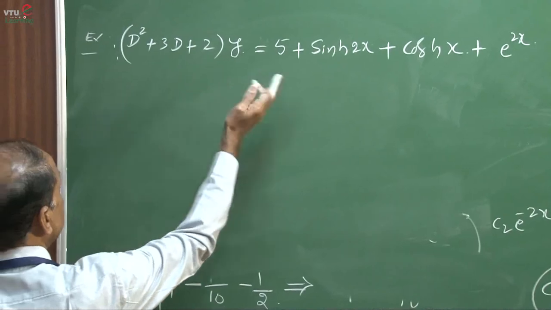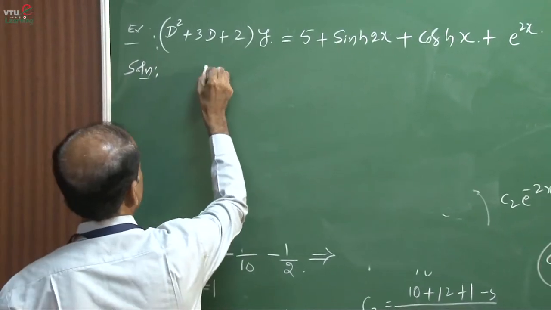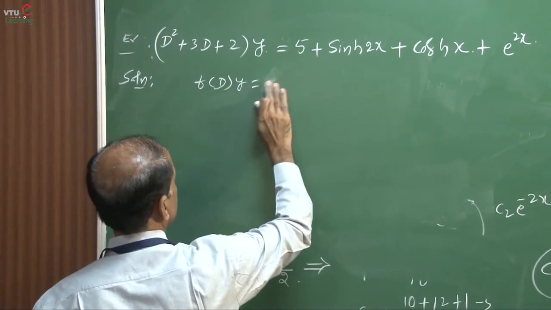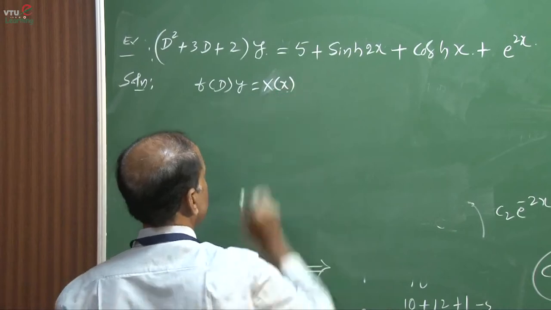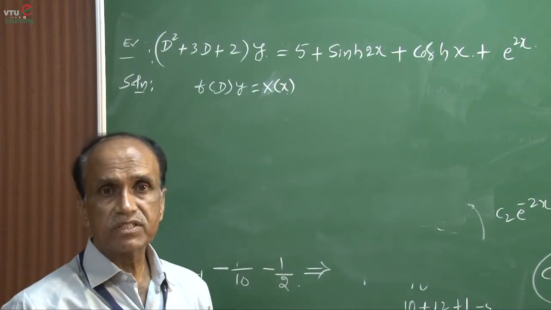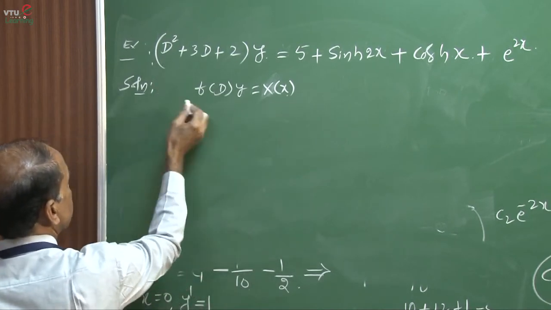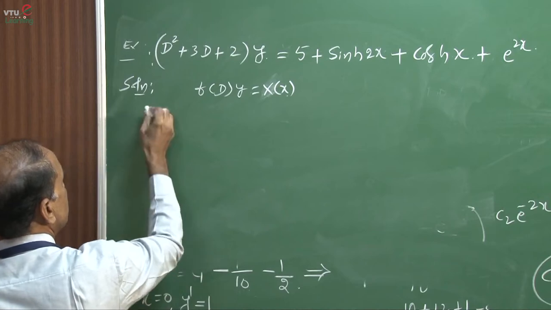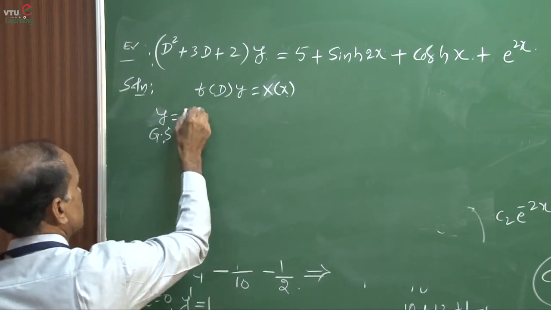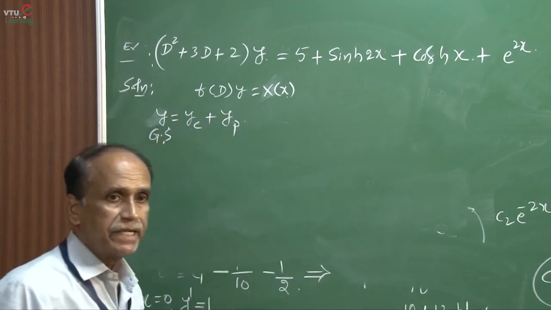We shall verify and then we will simplify accordingly. Solution: this should be f of D operating on y is equal to X of x. The right side is not 0, so we call it a non-homogeneous differential equation. Then the general solution, GS, you can write as a combination of complementary function plus particular integral.